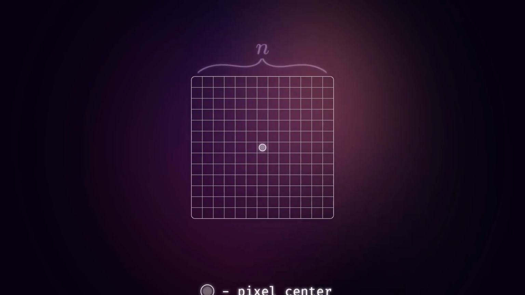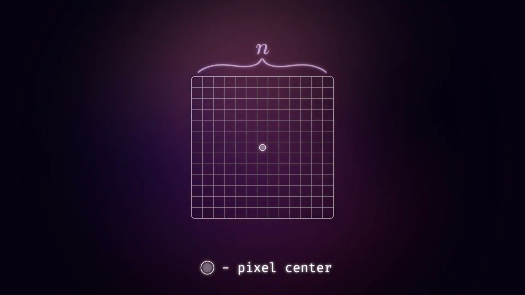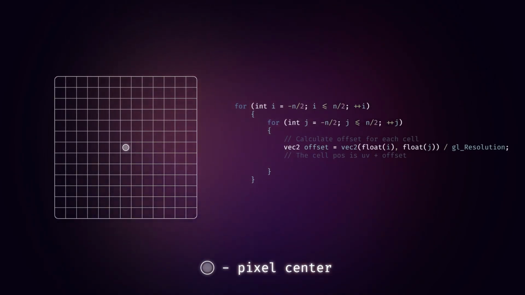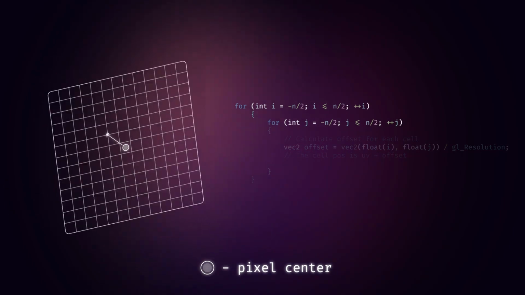So imagine an n by n grid that includes the current pixel and its neighbors, forming an n by n square. Create two nested loops that go from negative n divided by 2 to n divided by 2, which will help you cover each pixel in the square.